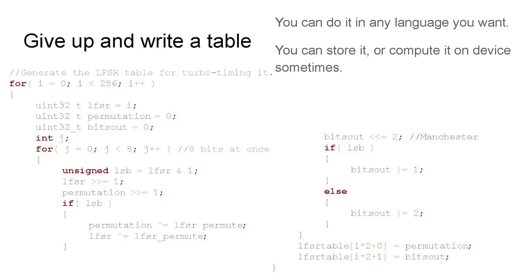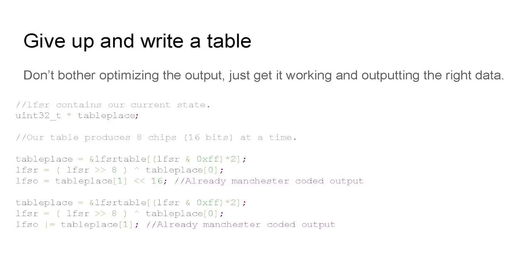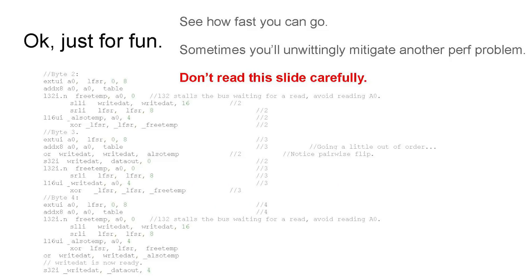So what happens if you just give up and you write a table? You do the same thing where you take the outputs, and the way that it would shift that weird permutation, the value that you're shifting around, and I do it for all combinations of 8 bits in the lower value, and then I just use the table in a really dumb way. There's no optimization there. And it's already 126 megachips per second.